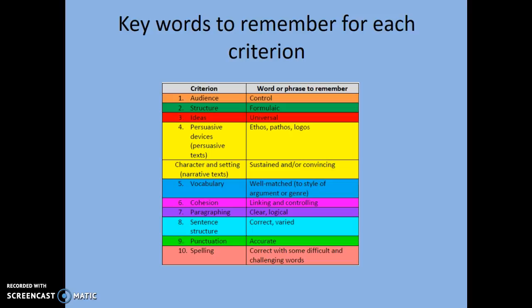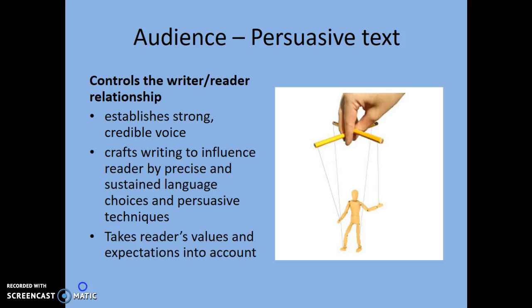Going to my next slide, if you remember, the word that I suggested you remember for audience is control. Control for a persuasive text means controlling the writer-reader relationship, and that requires you to establish a strong, credible voice. You need to sound like you know what you're talking about. You need to craft your writing to influence the reader by precise and sustained language choices and persuasive techniques, and you also need to think about your reader when you're writing, taking into account their values and expectations.